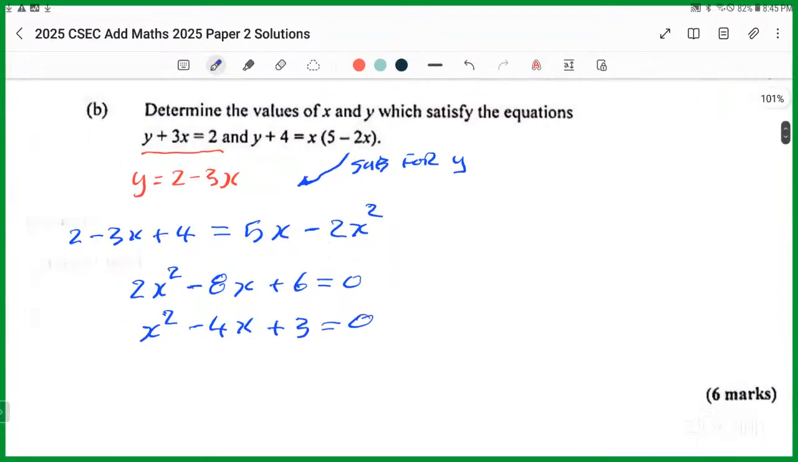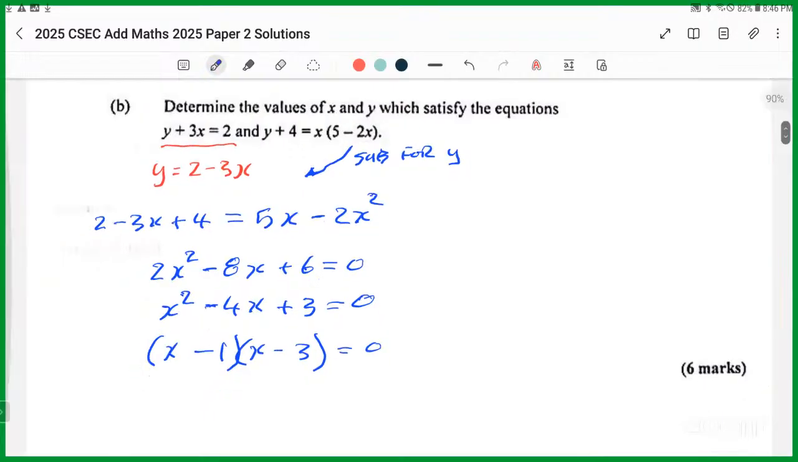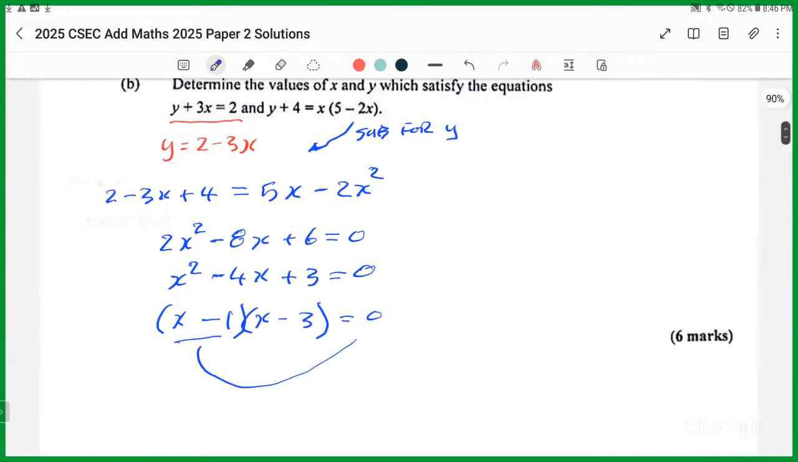This factorizes easily. The factors of 3 that add to 4 are 1 and 3, and both brackets are going to have the same sign, which is negative. So we have x and x, with factors 1 and 3. The two signs of the brackets are the same. They are both negative: x minus, x minus, equals 0. So this factor is going to give me, if that is equal to 0, then x is equal to 1.